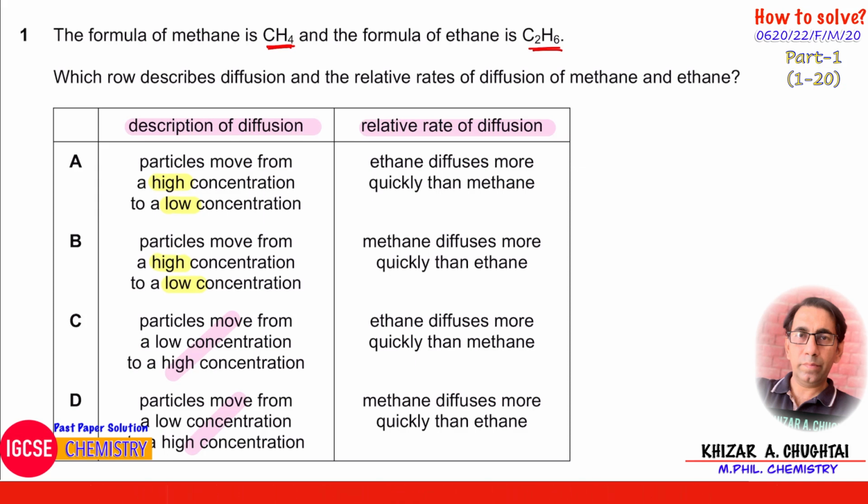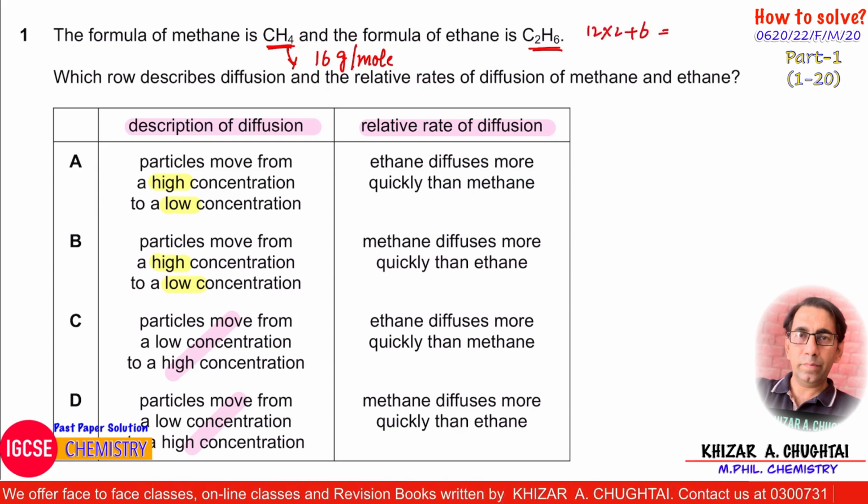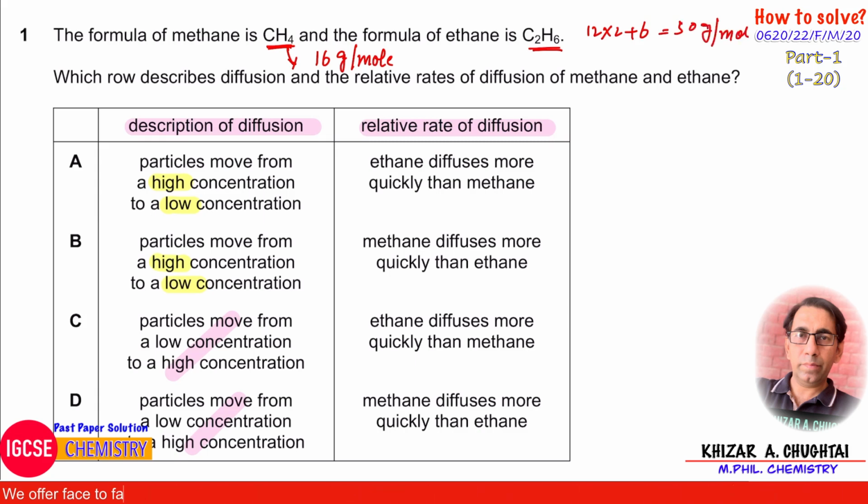First of all, let me check their masses. CH4 is equal to 16 grams per mole, and C2H6 is 12 into 2 plus 6, which is 30 grams per mole. So methane has a lower mass, lower Mr, as compared to ethane. So its rate of diffusion will be quicker.